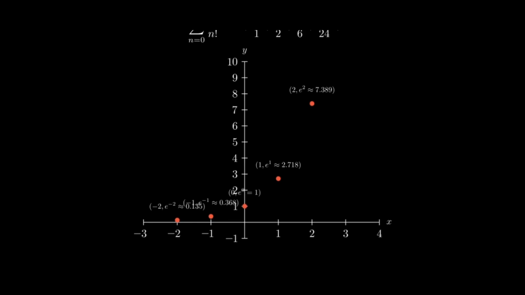Notice how rapidly this function grows for positive values of x, and how it approaches but never touches the x-axis as x becomes more negative. The x-axis, y equals 0, is a horizontal asymptote as x approaches negative infinity. Let's summarize the key properties of the exponential function.